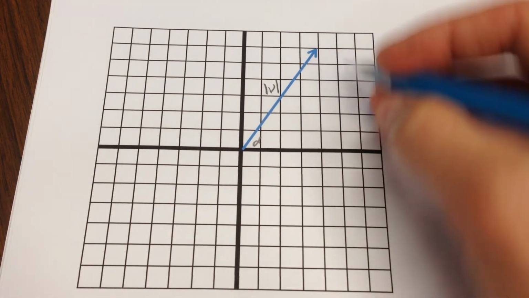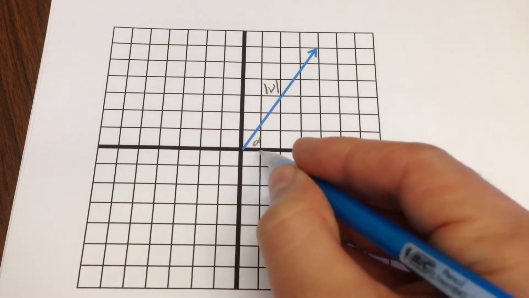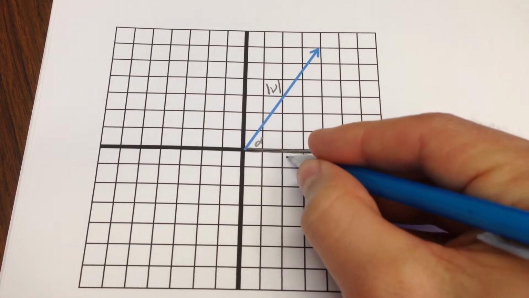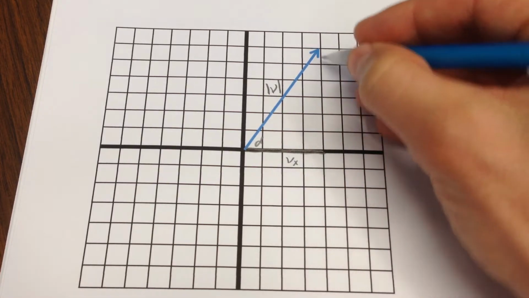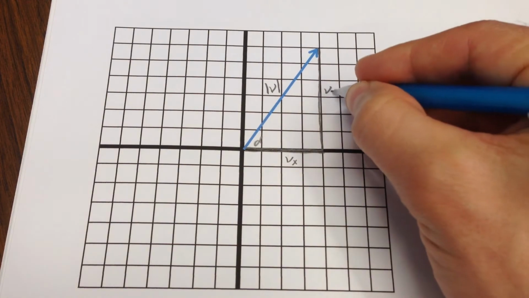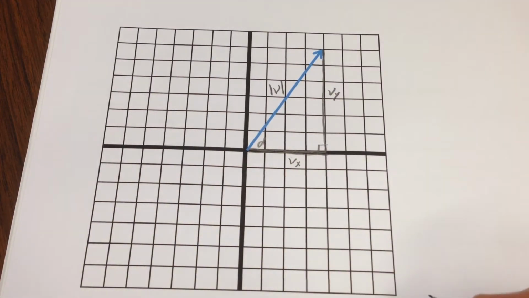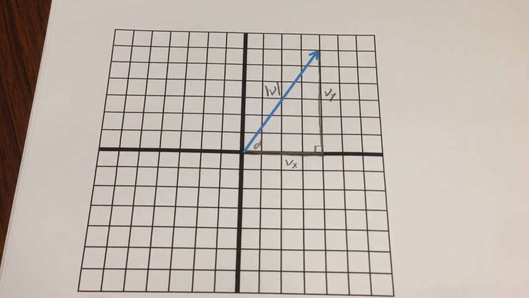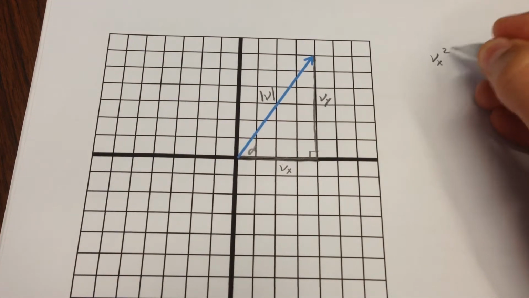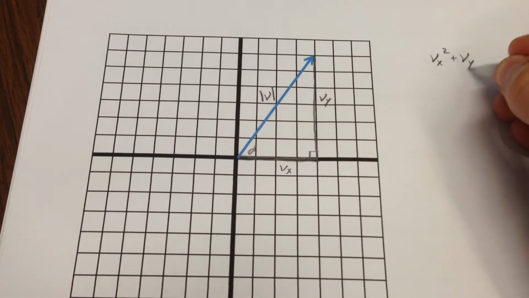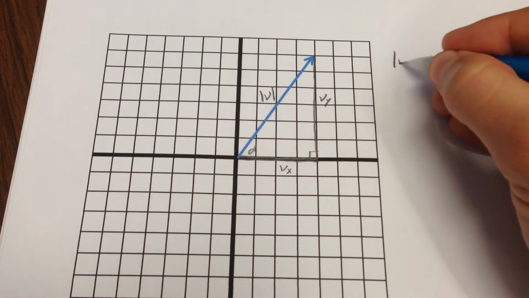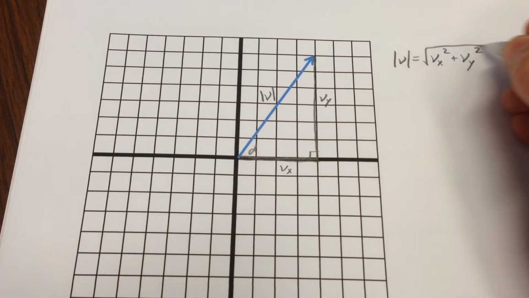So if this is v, now somehow that magnitude is fundamentally related to how far it moves you in the x direction. Sometimes people call that v sub x, and how far it moves you in the y direction. Sometimes people call that v sub y for obvious reasons. That's a right triangle, so somehow these sides are related by the Pythagorean theorem. Remember that vx squared plus vy squared is equal to this magnitude squared. So the magnitude itself is equal to the square root of those pieces.